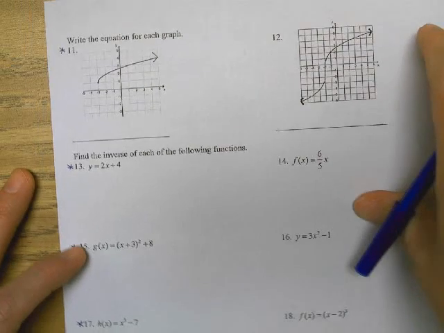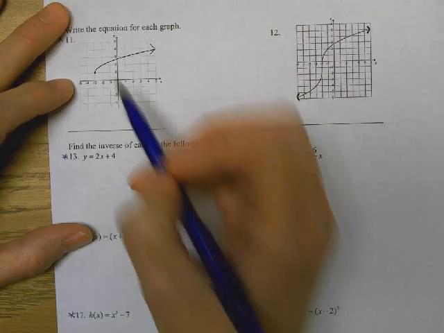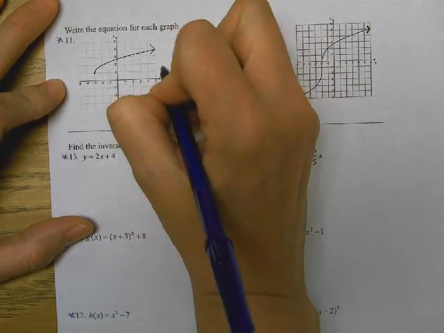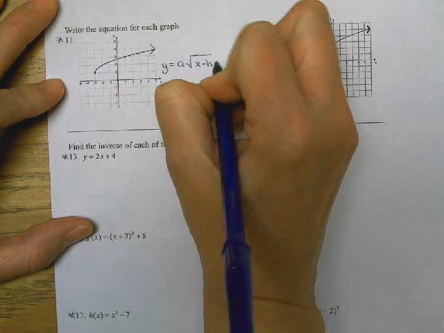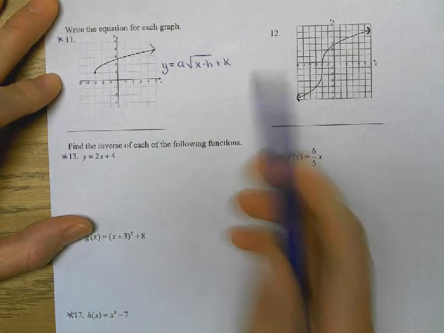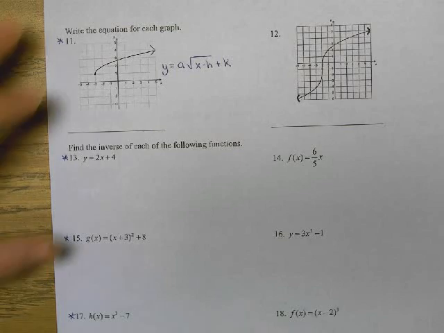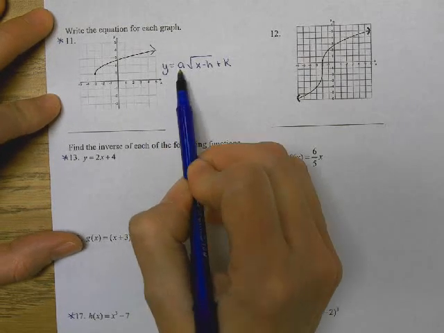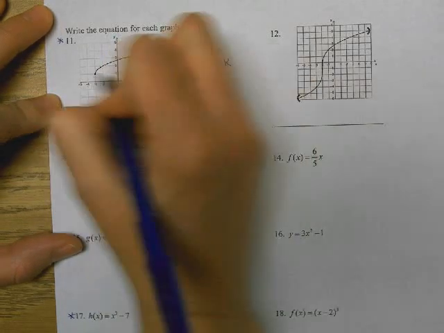Alright, on 11, you are given the graph and you want to write the equation that represents the transformations that are being made. So right here, we are looking at a square root graph. So again, there's my generic formula for that. I need to see if there's a stretch or a shrink, if I've moved it left or right, and if I've moved it up or down.